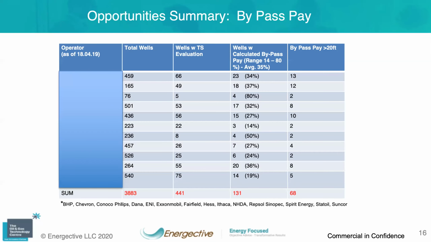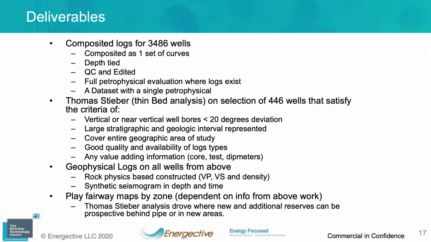Here's our opportunity summary. So we had a total of 3,888 wells. We had 441 of those with Thomas Steiber evaluation, 131 of them. And if you notice here, about an average of 35% of all the wells found some bypassed pay. And these are 68 wells that had greater than 20 feet of bypassed pay. We composited logs for 3,486 wells.